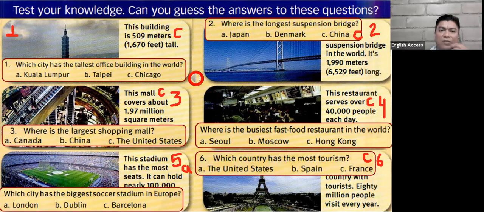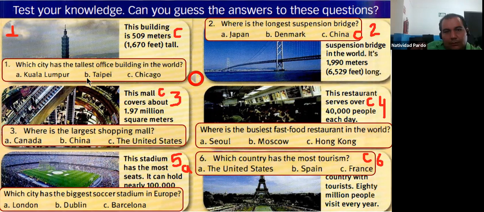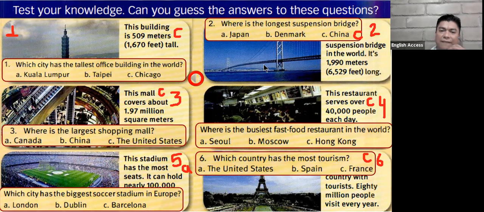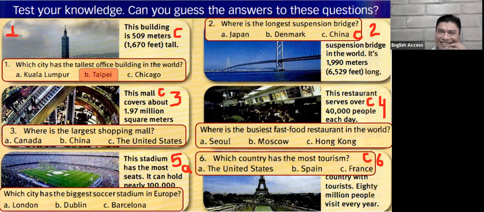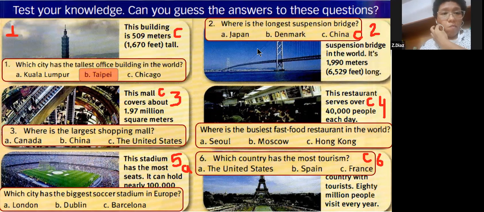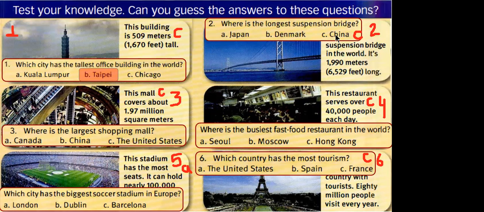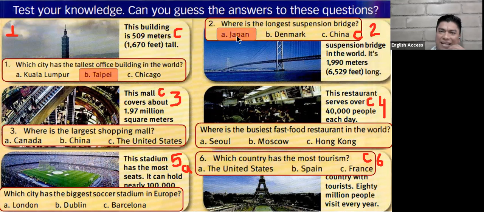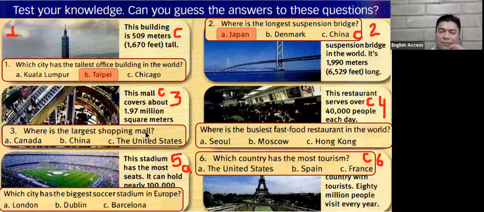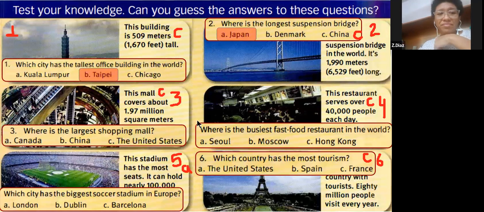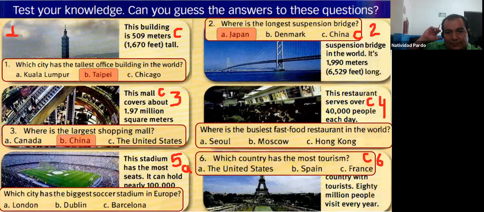Now, let's check your answers. Let's begin with number one. Which city has the tallest office building in the world? A, Kuala Lumpur, B, Taipei, or C, Chicago? What is your answer? Chicago. Chicago? And the answer is? I would say Kuala Lumpur. Oh my God. Taipei. Really? Yes. What about number two? Where is the longest suspension bridge? Japan? China? Japan? Yes, Japan. But it's actually letter A, not letter C. Letter A. Okay, what about number three? Where is the largest shopping mall? You have China. C, the United States? Yeah. China. My God. Letter B.